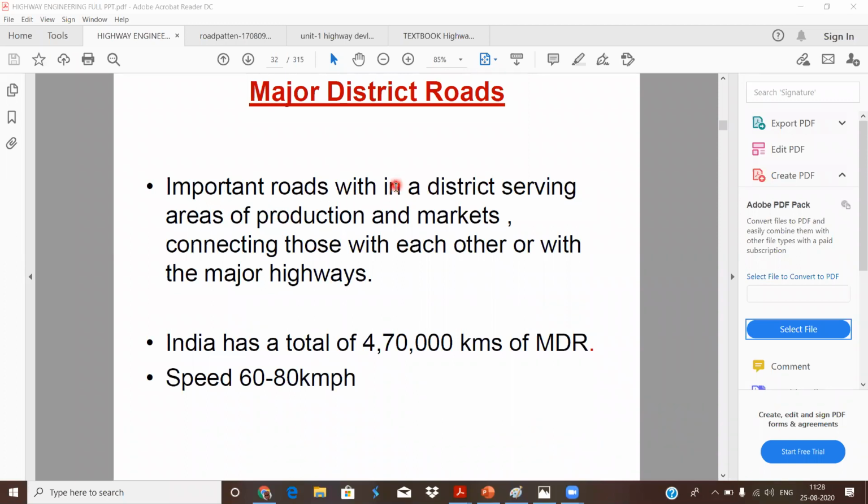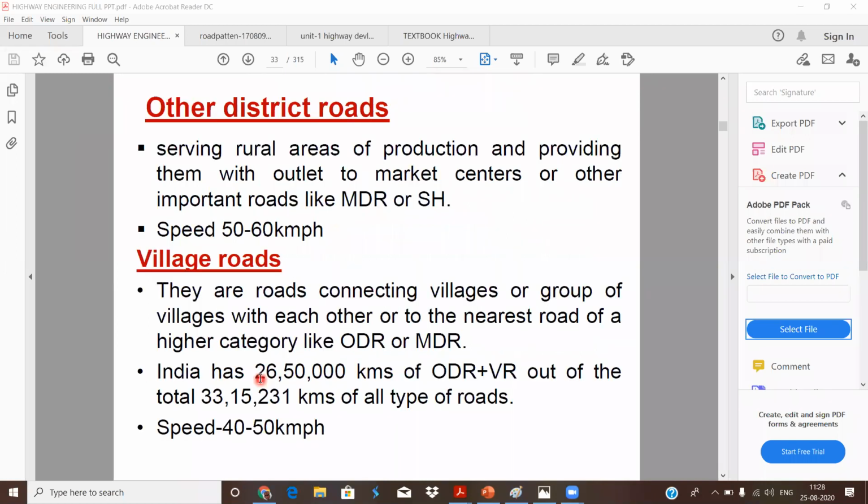These are the roads within the district serving areas of production and markets, business centers and industrial areas. They connect production and market areas and also industrial areas. So we can call these the arterials of the state highways. The speed may range from 60 to 80 km per hour, and the land width also gradually decreases.